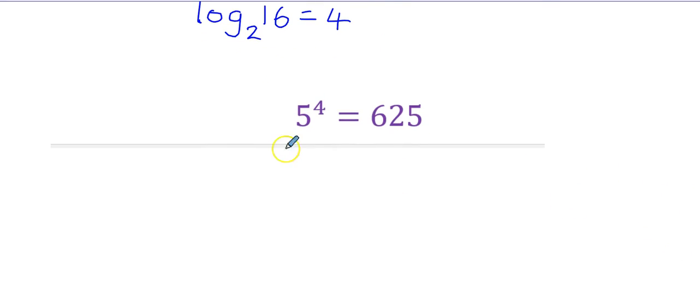Similarly, what do you have for this? 5 to the power of 4 is equal to 625. How do you change this into logarithmic form? Same thing again. I'll write down log first, the base 5, my number 625, is equal to 4, the exponent.